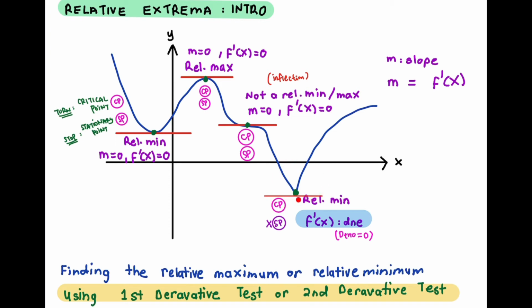So let's see, to find critical points, we need to see the slope. The slope is m. So how to find the slope from your function f(x)? To find m, you just differentiate it once. So you can see that at all of the relative minimum and relative maximum, and this point as well, the slope here is equal to 0.